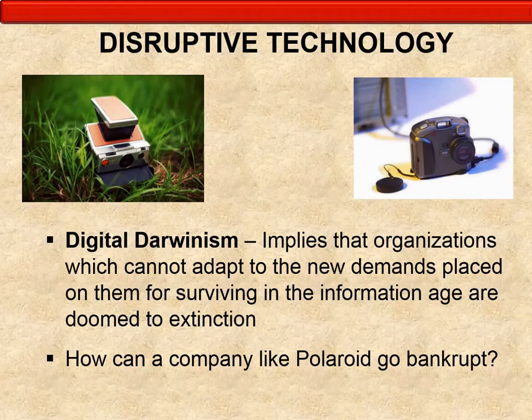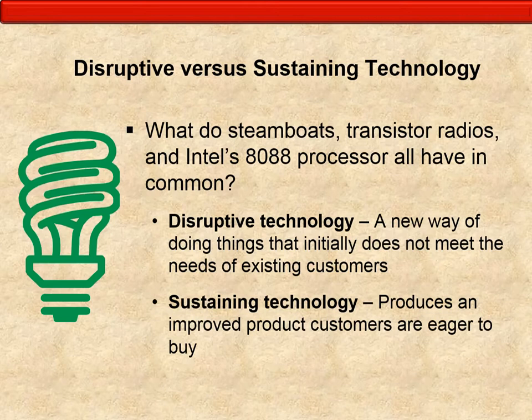So the question is, did the Polaroid camera, since they're using it here in this example, was it a victim of digital Darwinism? Was it doomed to extinction, or did it evolve? Did evolution take place? So, in order to answer these questions, we have to answer a little bit more about what is disruptive technology. And when we're talking about disruptive technology, certainly the notion of sustaining technology comes into play as well.